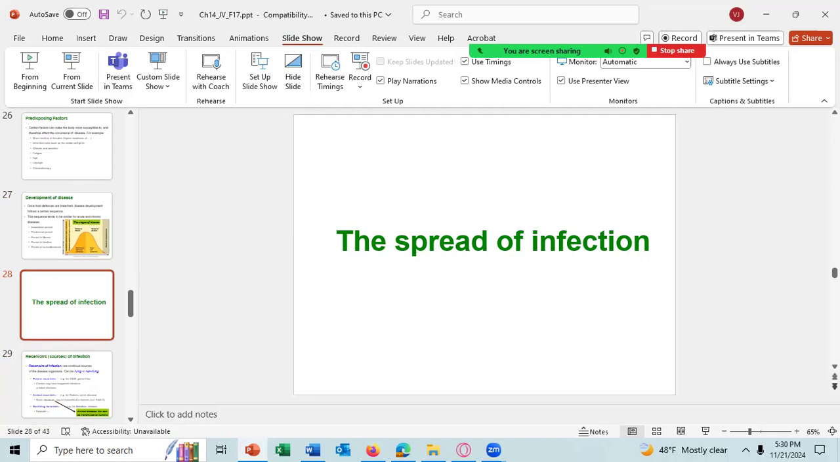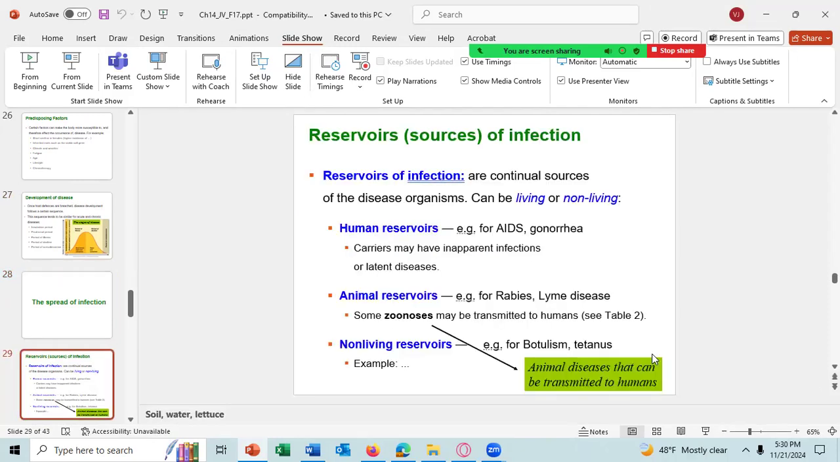All right, let's talk about the spread of infection. Before somebody can become infected, they have to get the infective agent from a reservoir. A reservoir is simply a source of infection. Reservoirs can be living or non-living. Other humans can be a reservoir, and for certain diseases like AIDS and gonorrhea, humans are the only reservoir of disease.